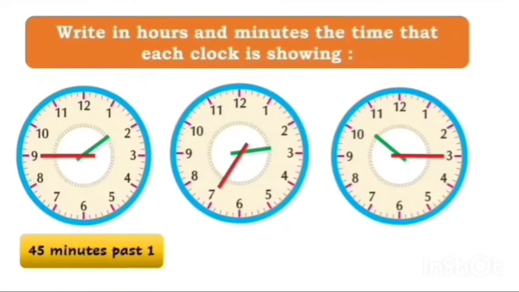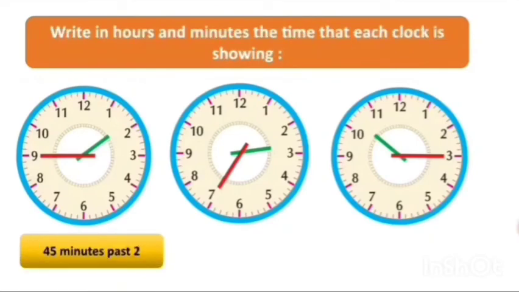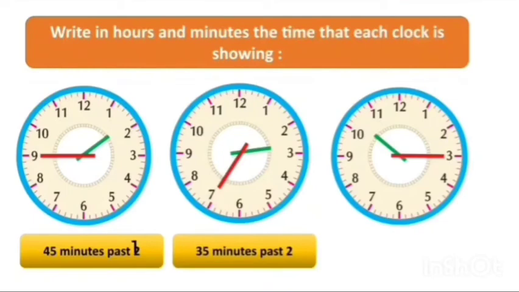Look at the second clock. The hour hand is between 2 and 3 and minute hand is at 7. So, what is the time? Right, 35 minutes past 2. Now, the third clock, the time is 15 minutes past 10.